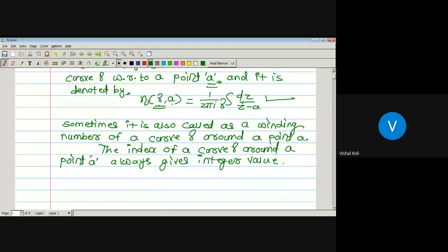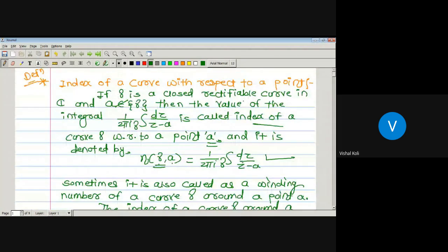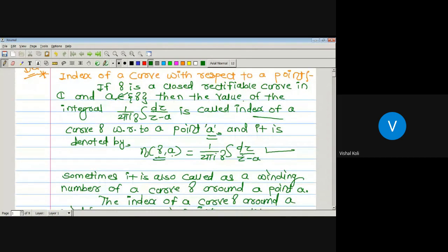Now let us see the actual meaning of the index of a curve with respect to a point. Here we have to find out how many times our curve travels around a point A in clockwise or anti-clockwise direction. If it is in clockwise direction, then the value of that index will be negative, and if it is in anti-clockwise direction, then it must be positive.